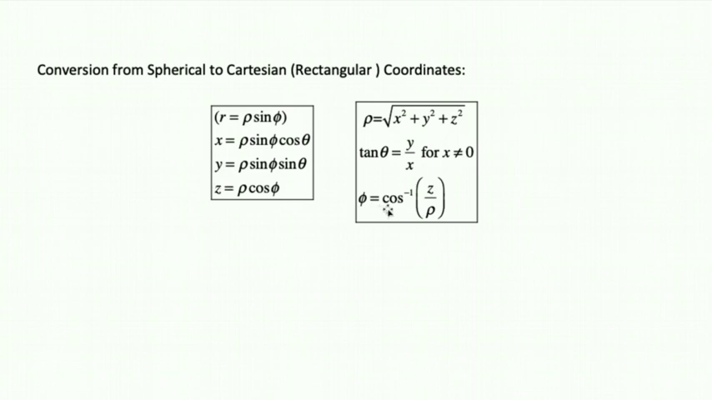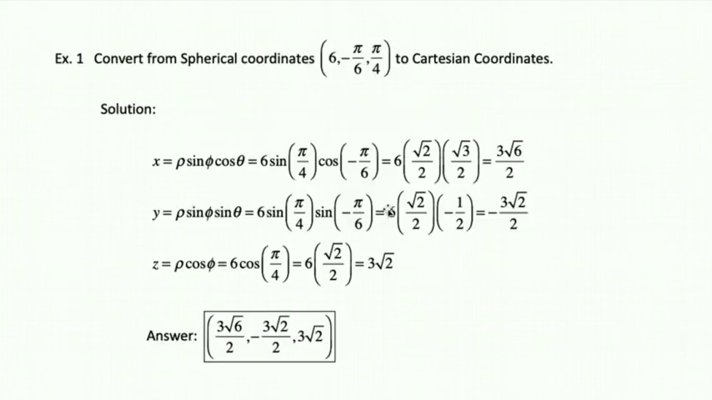you remember that cosine inverse always gives you an angle in the first or second quadrant, that is between 0 and pi. That's exactly what we want for our phi values here. So this is perfect. Okay, now let's look at a couple concrete examples involving numbers here.